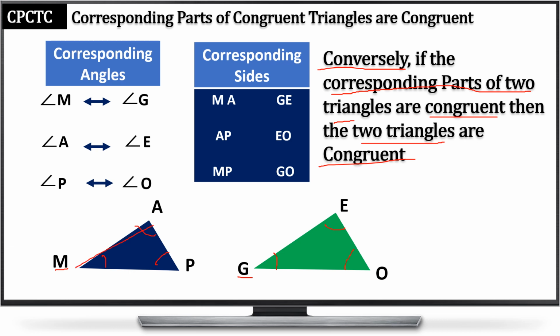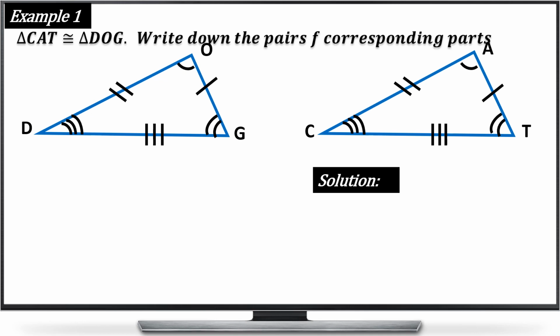Again, ito po yun. Corresponds to line segment GE. Dito naman sa part na to, line segment AP corresponds to line segment EO. So, ito naman po yun. And line segment MP corresponds to line segment GO. Ganun lamang po maghanap ng corresponding parts. Now, if these corresponding parts are congruent to each other, let's have an example.